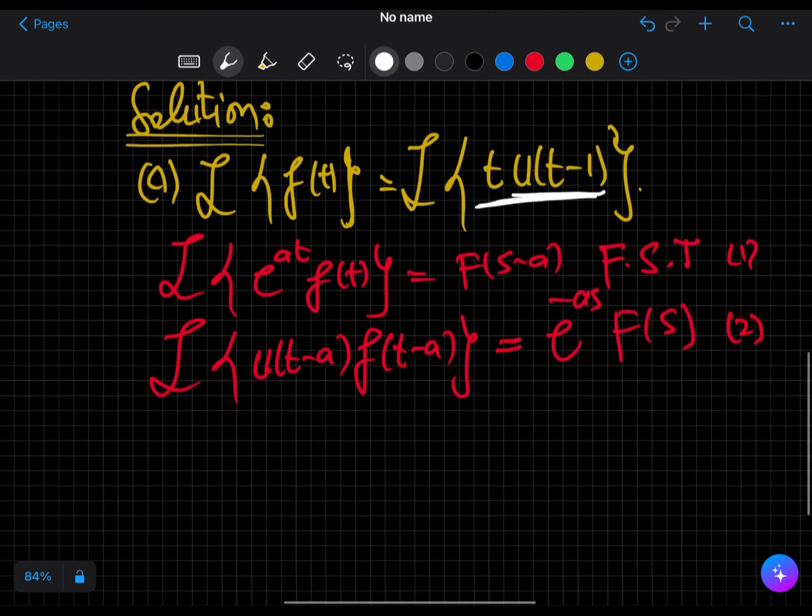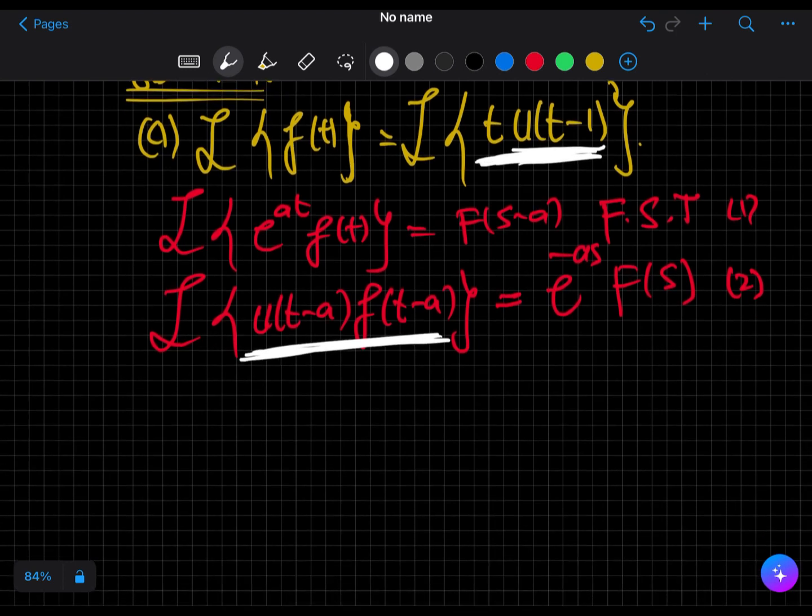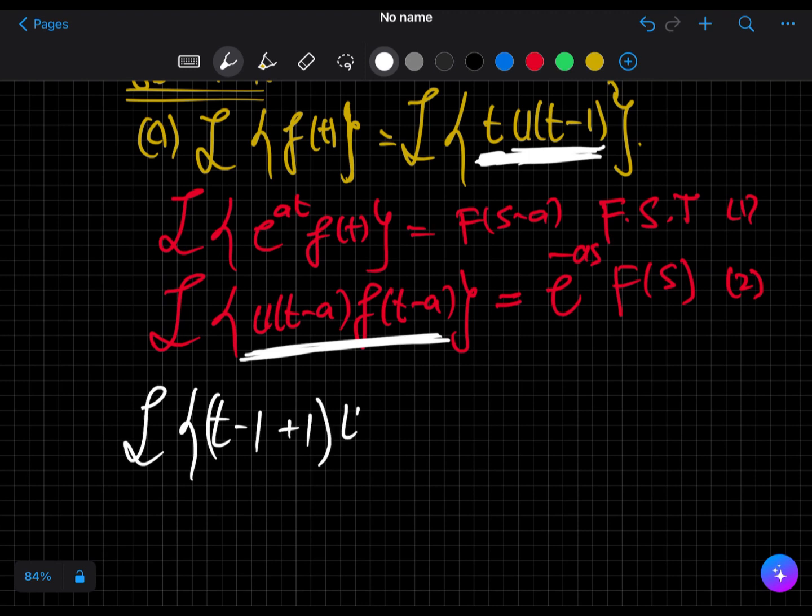So to find the Laplace transform of this, what do you see? I see that I have t u(t minus 1). So I need to write this equation in this form. What will I do? I need to rewrite t in such a way that I have t minus 1. So it will give me the Laplace transform of (t minus 1 plus 1) u(t minus 1).